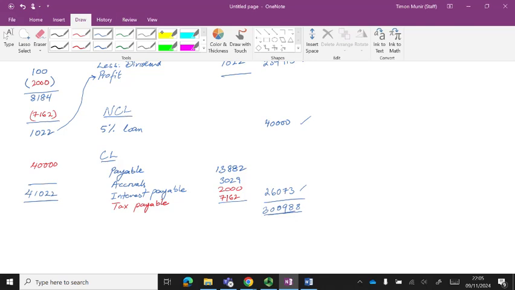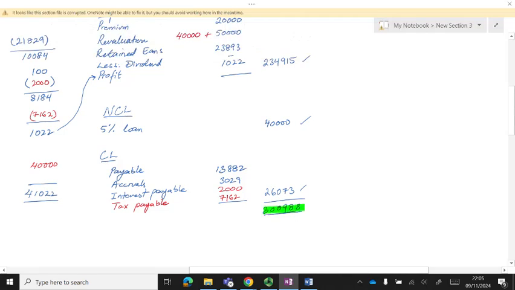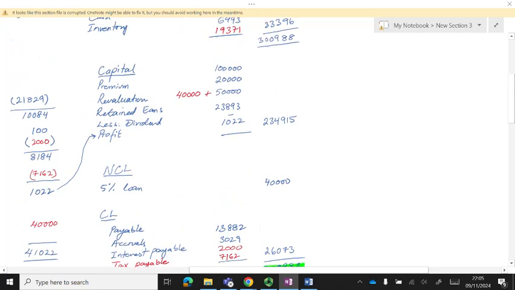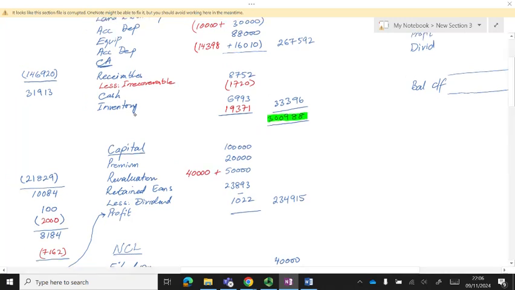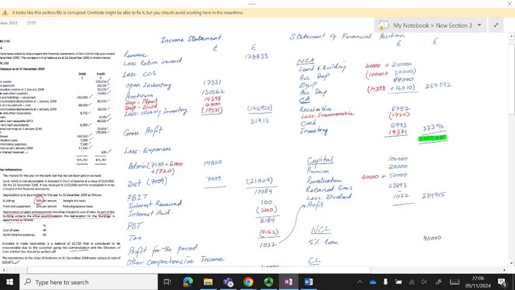So you can see all the figures are equal, all the assets plus the capital and liabilities are equal. Thank you very much. I hope you'll find this video useful, and this is the full solution.